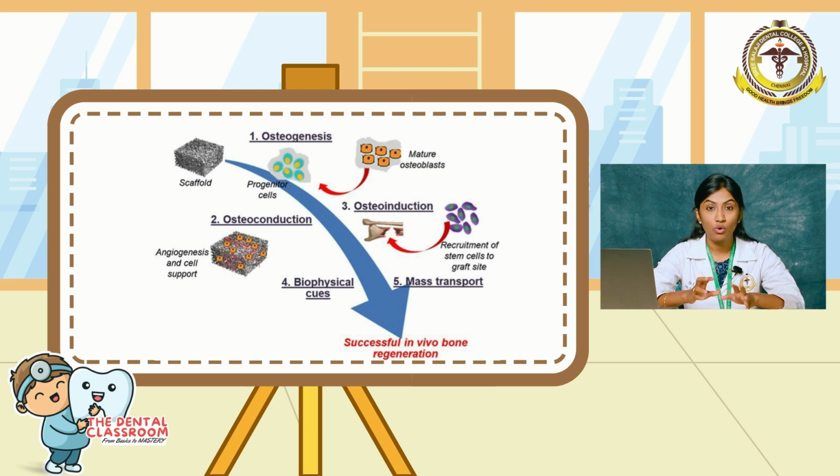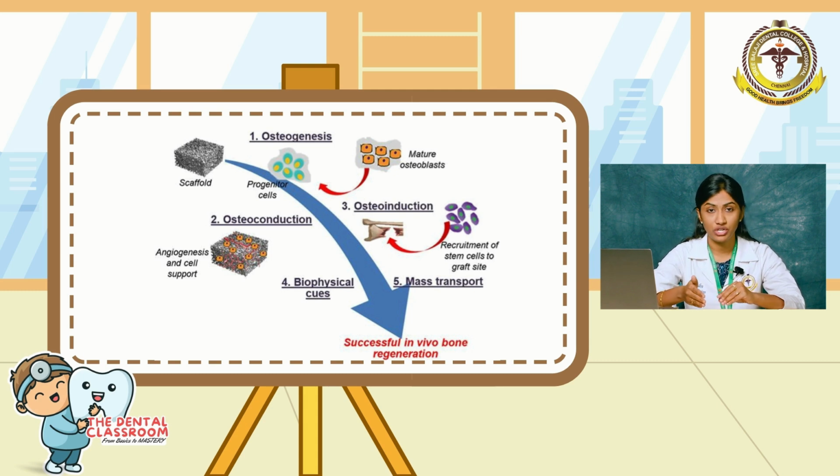Osteogenesis is that the bone graft itself will transform into the needed cell, which is the osteoblast in bone regeneration. Whereas osteoinduction is, it will transform the mesenchymal stem cells which are present in the defect or healing area into the osteoblast, and it will enhance the regeneration process.